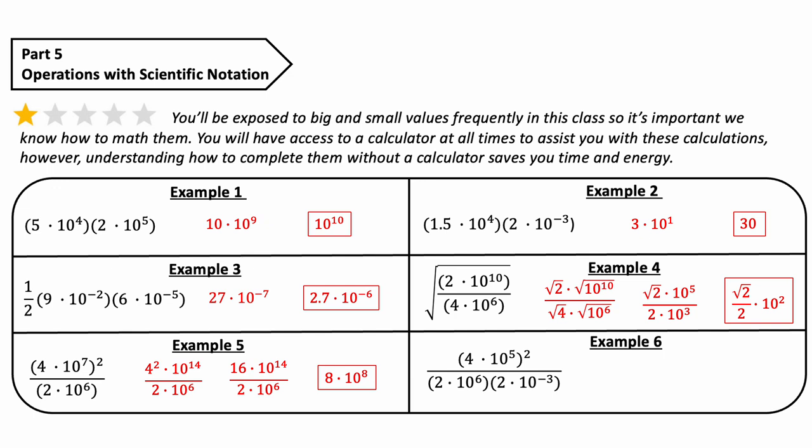And then lastly, for example 6, we're going to do that same process of power rule up in the numerator to give me 4 squared and 10 to the 5 squared to give me 10 to the 10. And then my denominator, I'm going to go ahead and do 2 times 2 to get 4, and 10 to the 6 times 10 to the negative 3 to get 10 to the 3. Now we simplify this a little bit more. 4 squared gives me 16, but divided by 4 drops me right back down to 4. And then 10 to the 10 over 10 to the 3 gives me 10 to the 7. So final answer, 4 times 10 to the 7.